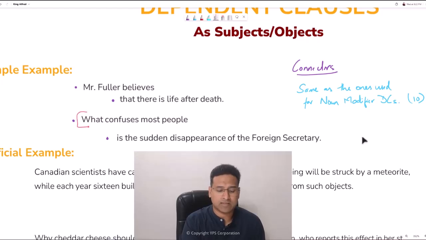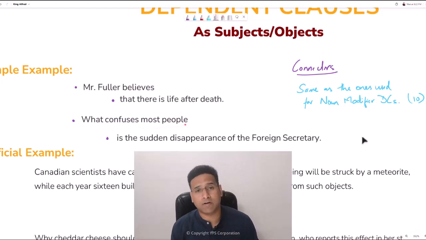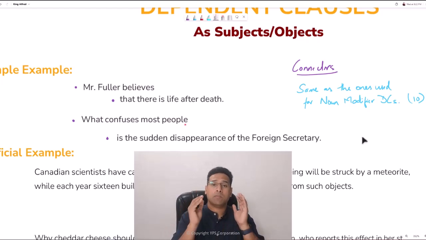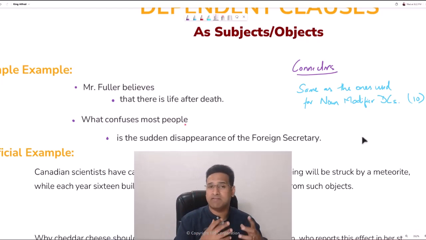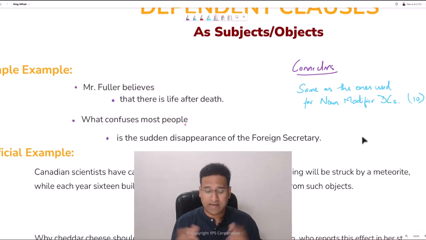Let's try to make this an object. The sudden disappearance of the foreign secretary is what confuses most people. So you can put it on the right side of the verb as well, right? Point being, any clause that can behave as a subject can also behave as an object. So a quick check is, if you're not able to figure out a subject role, try to create an object role and then draw the parallels. I hope that helps.